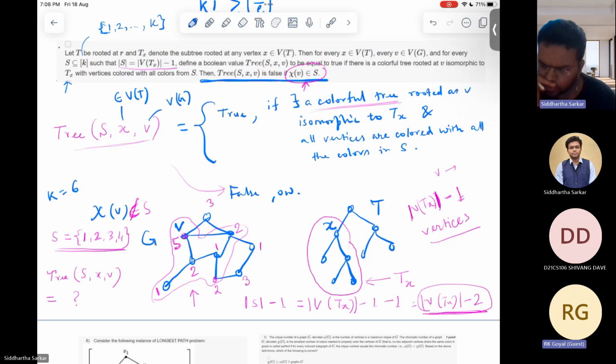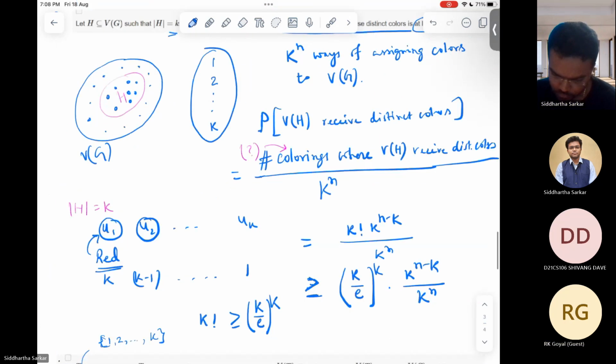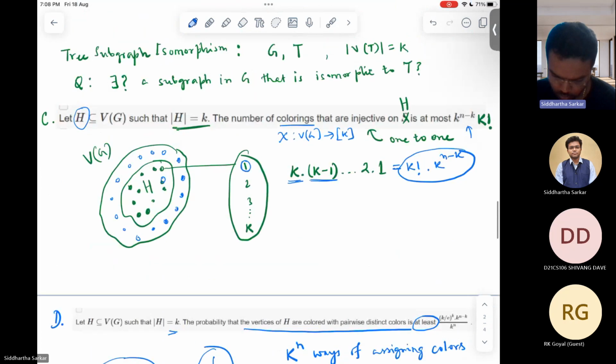Yeah, so you have a tree to start with in the definition of the problem. So where did I define the problem?